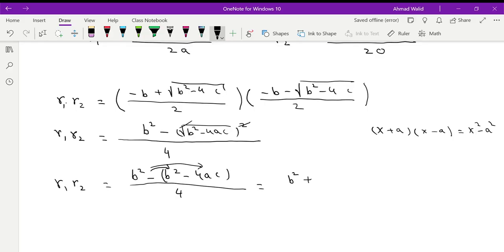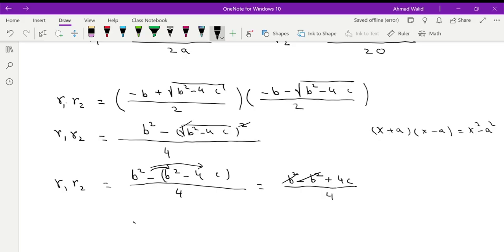Plus, why I put a every time? My a is 1. I'm sorry. I should remove a. Minus 4c or plus 4c over 4. Something is wrong with me. B squared, when you distribute, minus b squared plus 4c over what? Over 4. B squared and negative b squared cancels out.